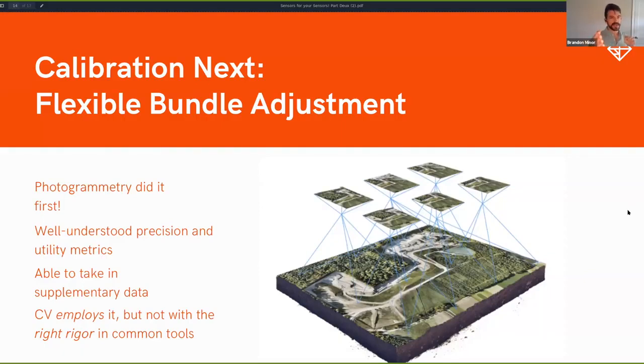So what you were saying, the checkerboard corners, right? You would be able to solve for the checkerboard corner uncertainty as well. And you're able to take in supplementary data. So if you had GPS marks that could help your camera positioning, you can effectively fold that in pain-free. It's fascinating that all of this was done so long ago. And computer vision employs these techniques, but not with the right rigor, at least in the tools that we use.